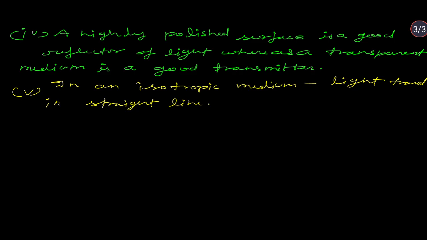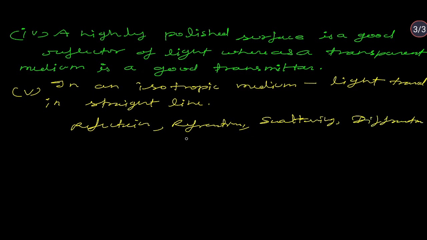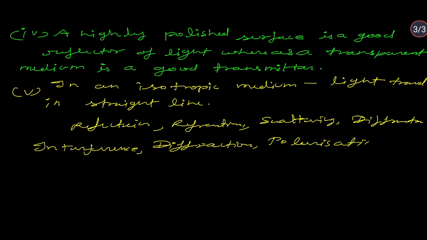In light, different types of phenomena occur, like reflection and diffraction, which we already described. Reflection, and the next is scattering. Diffraction is also a phenomenon that occurs in light. Next is interference, and the next point is polarization. These are the phenomena that occur in light.